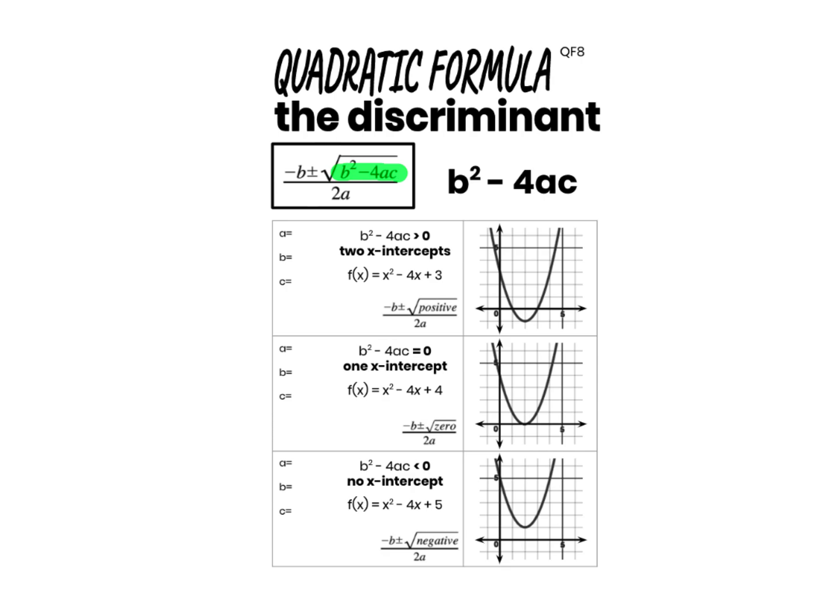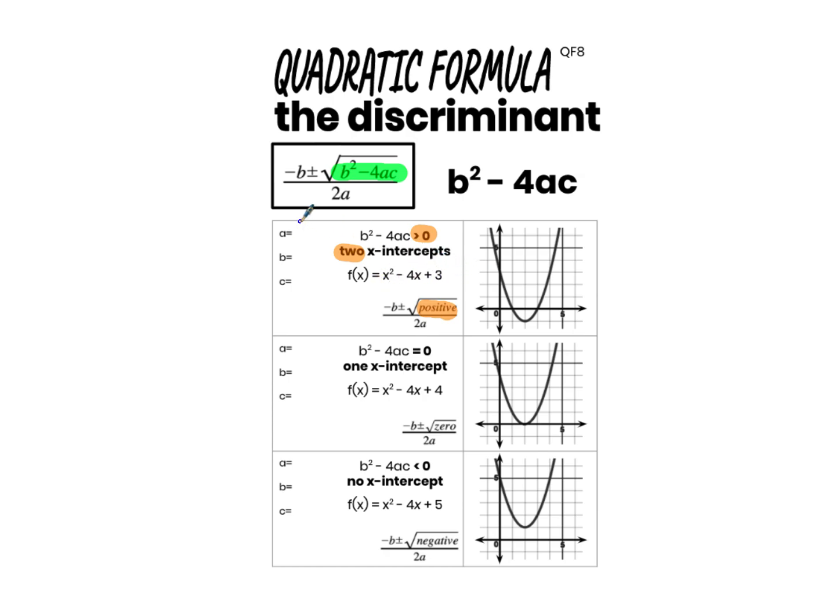So if the discriminant is positive, greater than 0, we have 2 x-intercepts. This is because when we take the square root of a positive number, we have 2 roots, one positive and one negative, and that gives us 2 solutions and 2 x-intercepts. Here is an example of a function with a positive value of the discriminant.